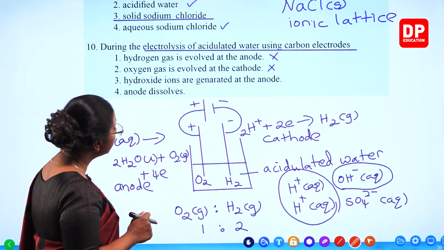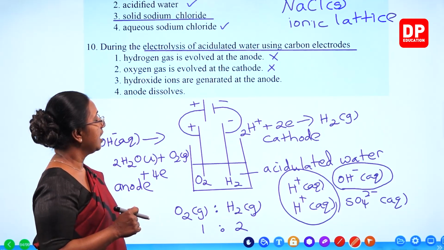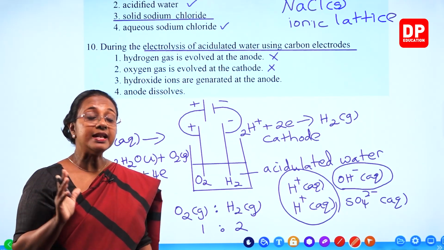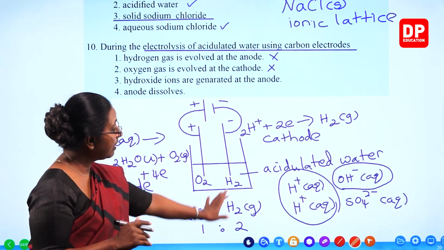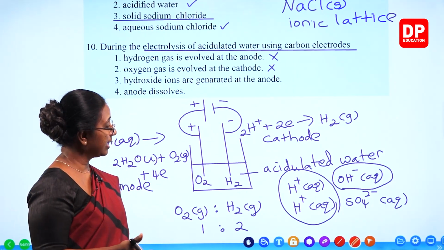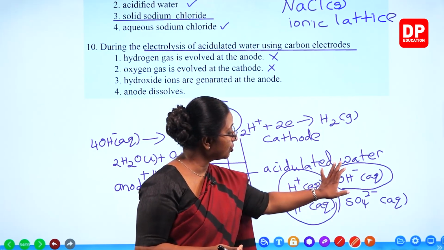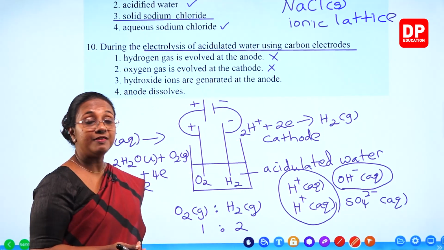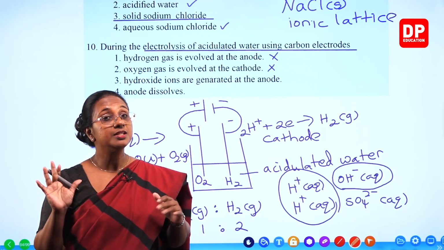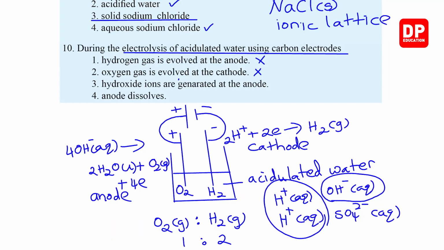Hydroxide ions are generated at the anode. Now when we say generated, it's like it's being produced. That doesn't happen here, students. When we use acidulated water, due to the presence of sulfuric acid, there are H plus ions, OH minus ions and sulfate ions in the medium. So they are not generated. So instead of this word generated, if the word had been oxidized.